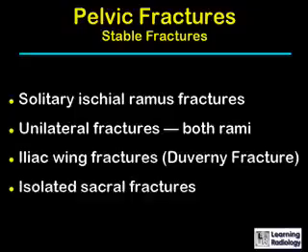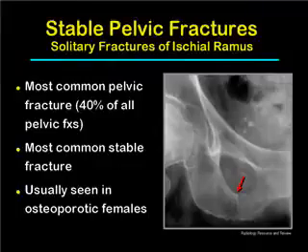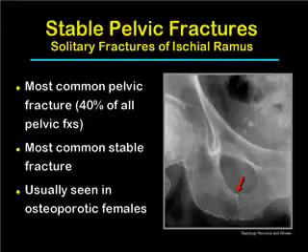The stable fractures we're going to talk about are a solitary fracture of the ischial ramus, unilateral fractures to both rami, iliac wing fractures, also called DeVerney fractures, and isolated sacral fractures. Solitary fractures of the ischial ramus are the most common of all pelvic fractures, occurring in about 40% of all pelvic fractures. They are also the most common stable fracture.